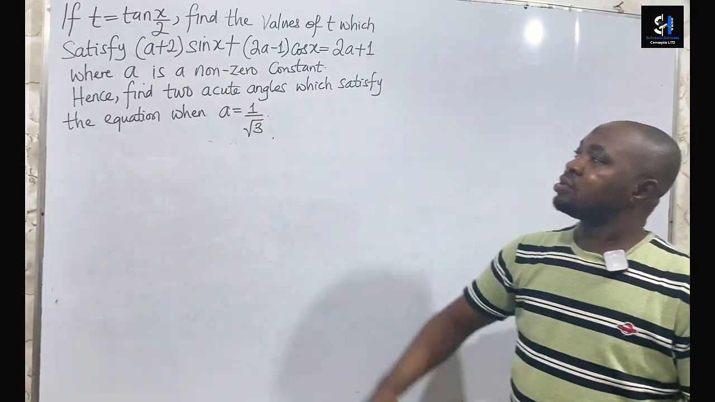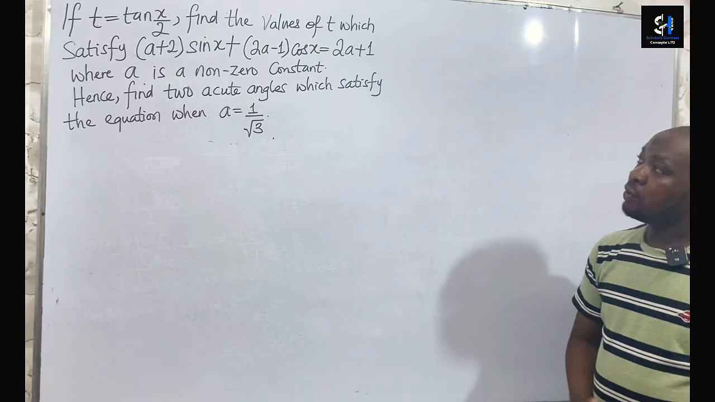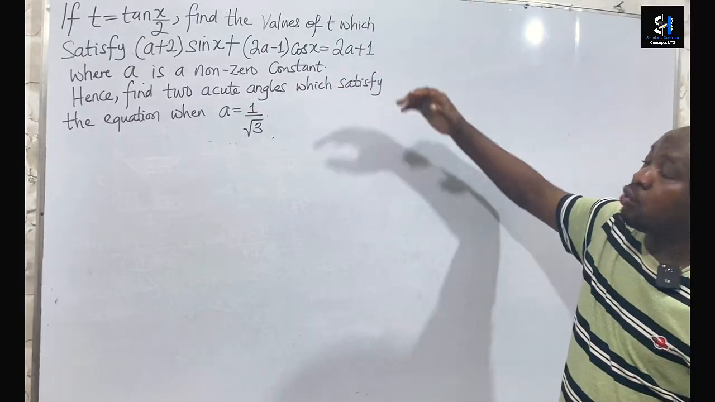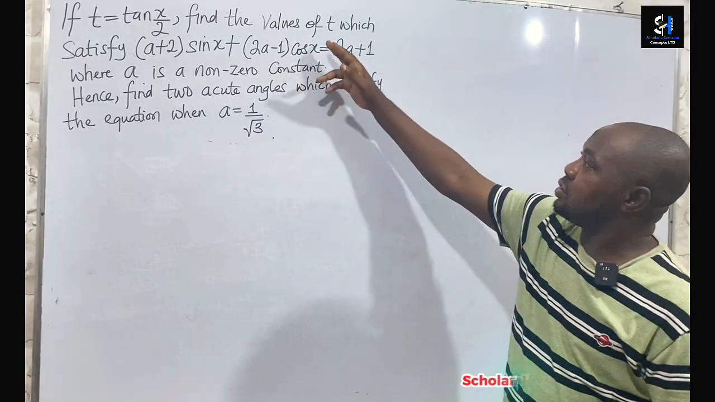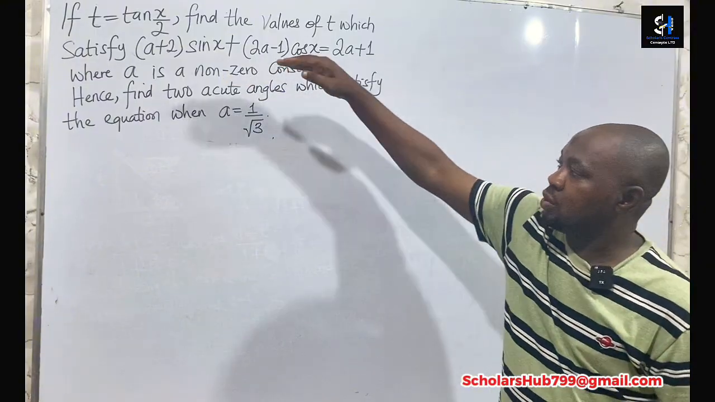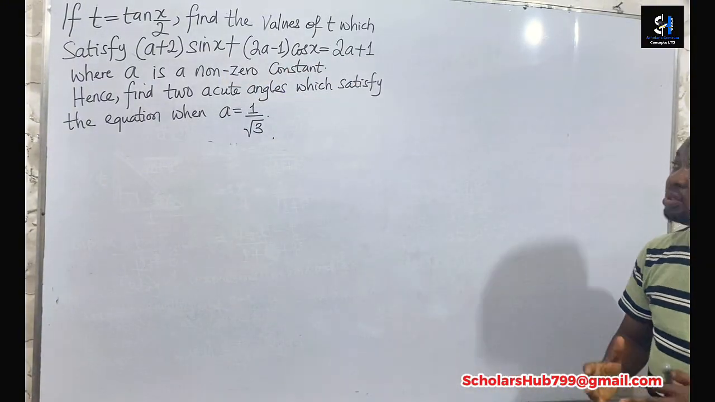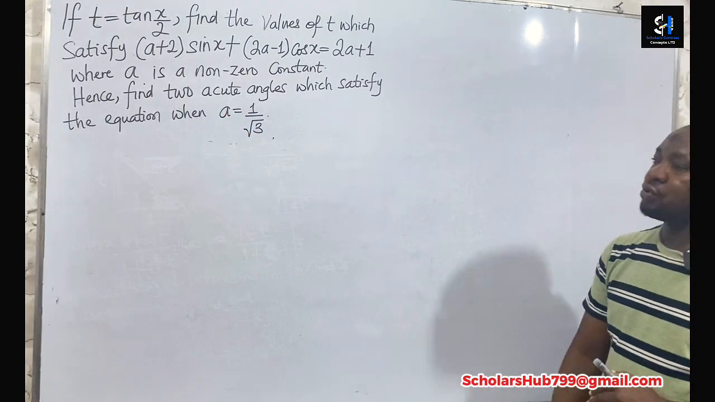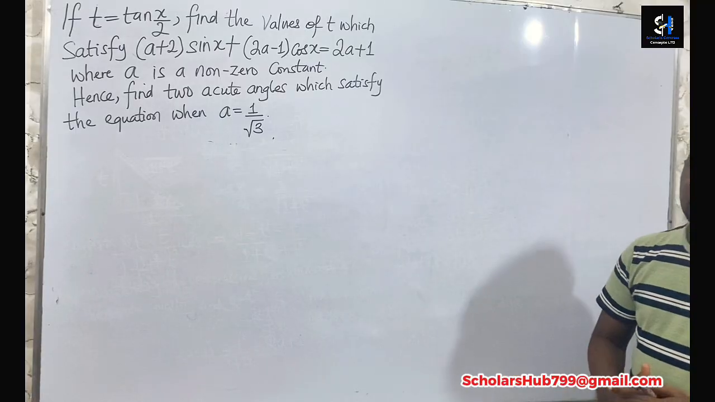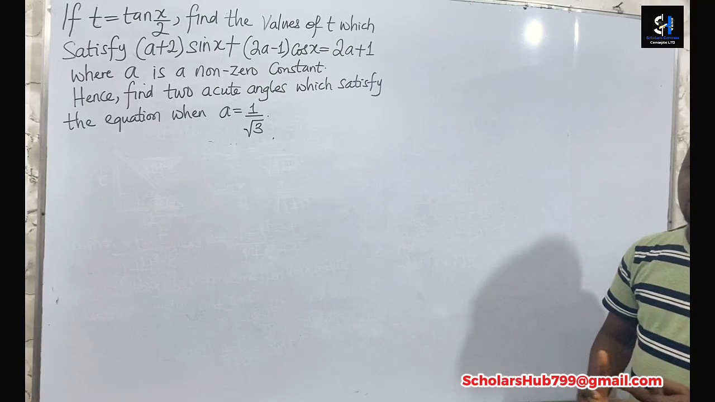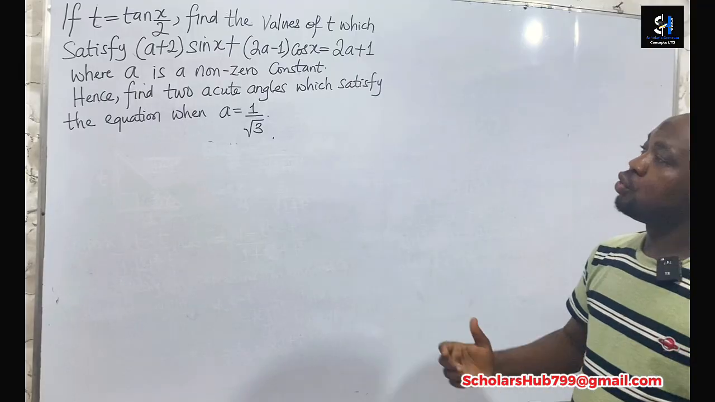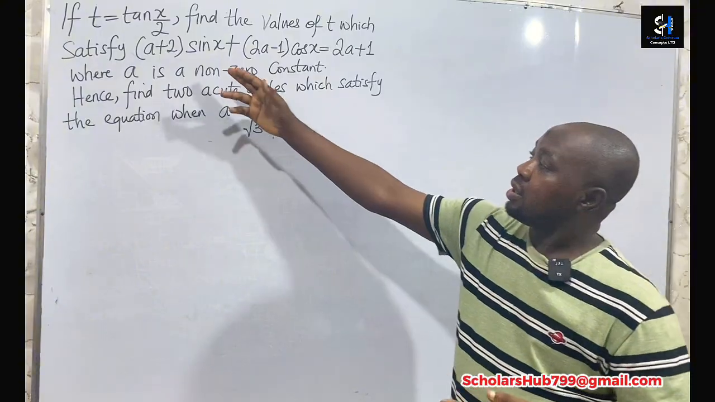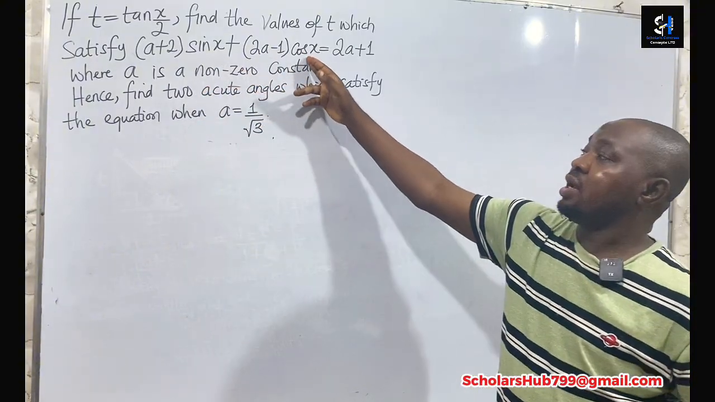If t equals tan x over 2, find the values of t which satisfy this equation, where a is a non-zero constant. And also we are asked to find two acute angles which satisfy the equation when a is equal to 1 over radical 3.